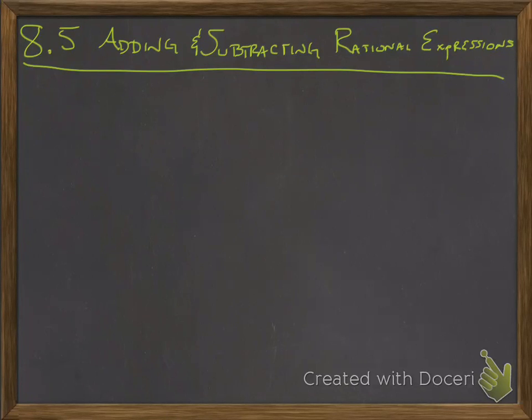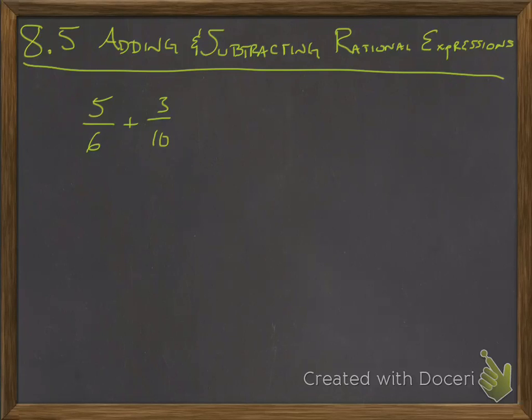Okay, so in 8.5 we're going to be adding and subtracting rational expressions. And as you know, rational expressions are fractions. So we're going to have to recall adding fractions. So I'm first just going to do adding fractions one. If I have 5 over 6 plus 3 over 10.